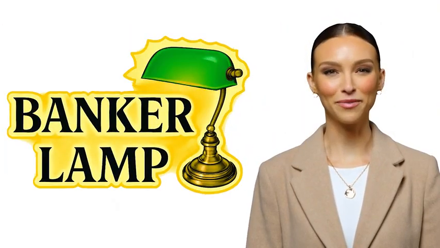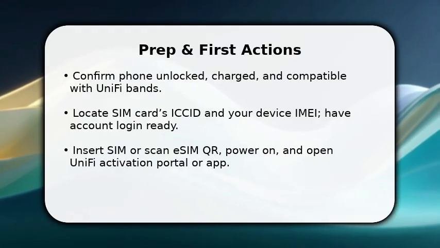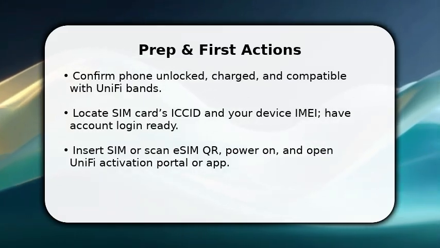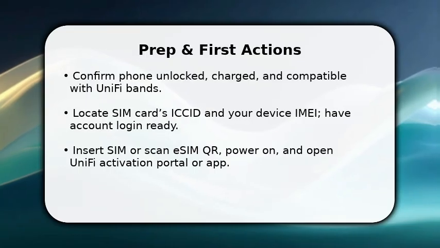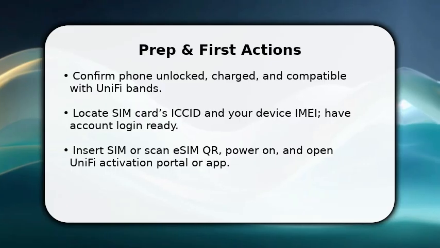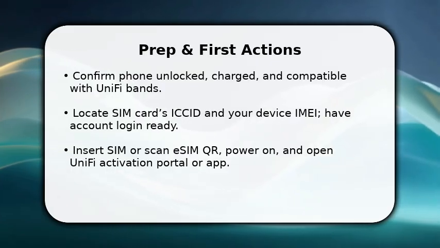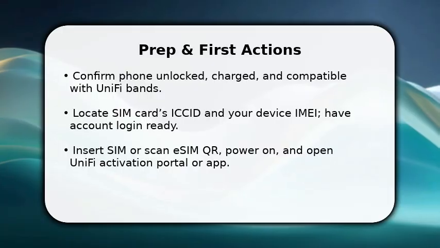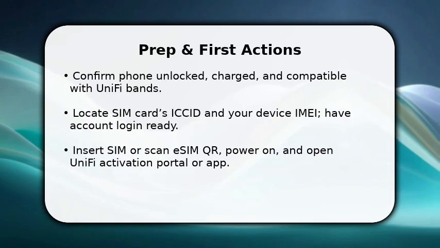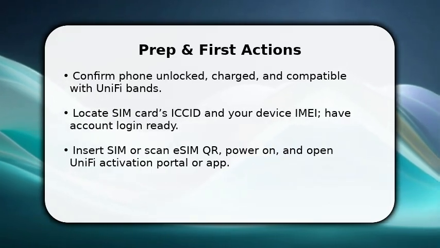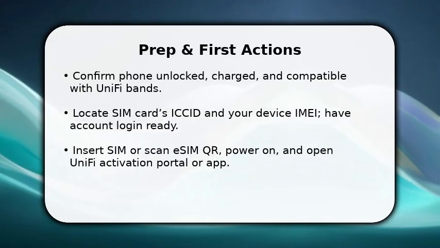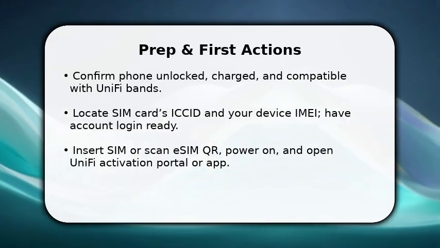Please enjoy the video. You'll start by acting immediately. Insert the physical SIM into the correct tray or scan the eSIM QR code, then power the device on. Once done, open the UniFi mobile app or activation portal and sign in with your account. Make sure you have the SIM ICCID and your phone IMEI available because you'll enter them next. This initial step links the SIM to your account and allows the service to recognize your device on the network.